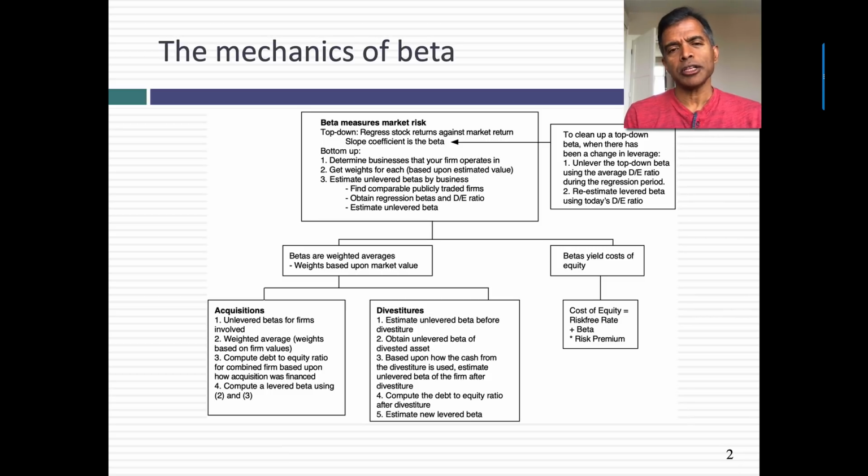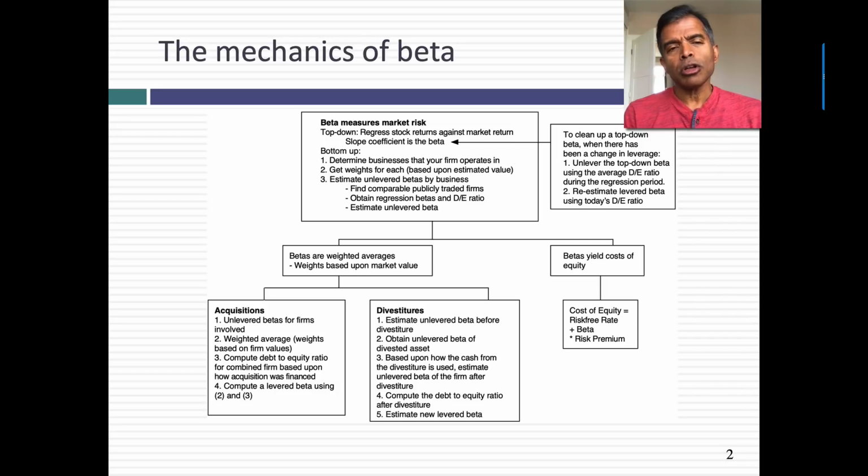Then we talked about how to estimate betas. We started with the conventional way of estimating betas. Run a regression of returns on the stock against returns on market index. The slope of that line, we said, was the beta. We also said there are pieces of output to this regression that are useful. The intercept tells us how good or bad the stock was during the period of the regression. The R-squared tells you where the risk in the stock comes from, how much comes from market risk.